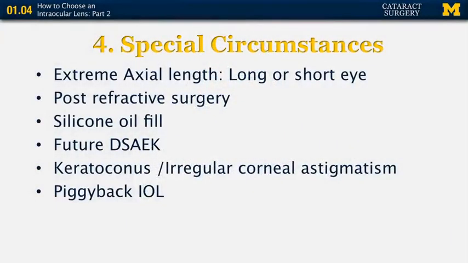Step number 4, special circumstances. One size does not fit all. Here we want to pay attention to the bigger picture and the context of what we're looking at. We've already gone through one case example, which is the length of the eyes. Certain extremes of axial length can give you certain anticipated refractive post-op errors. For example, in a long eye, we expect a hyperopic error. In a short eye, we expect a myopic error.